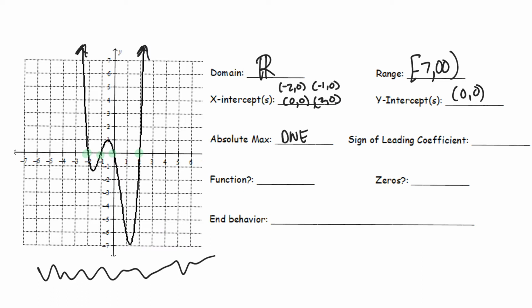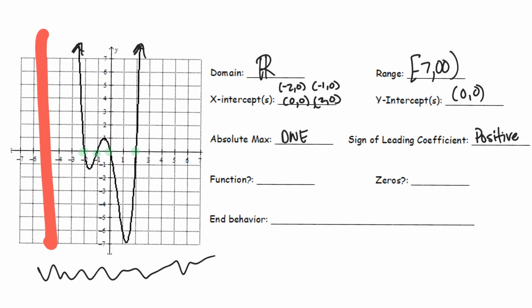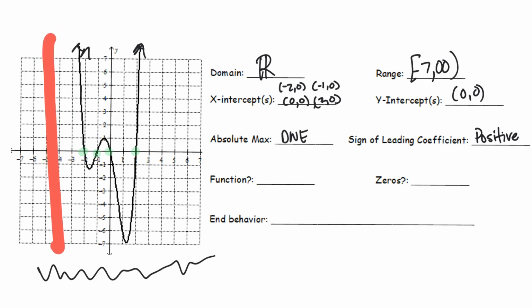So the sign of the leading coefficient, because this is an even polynomial, both my ends go up, which tells me that I have a positive leading coefficient. So is it a function? Well, that's the vertical line test. So we would do the vertical line test, right? We move this across, across, across. As long as it doesn't touch the graph in more than one point, then it is a function. So we can definitely say that this is a function.